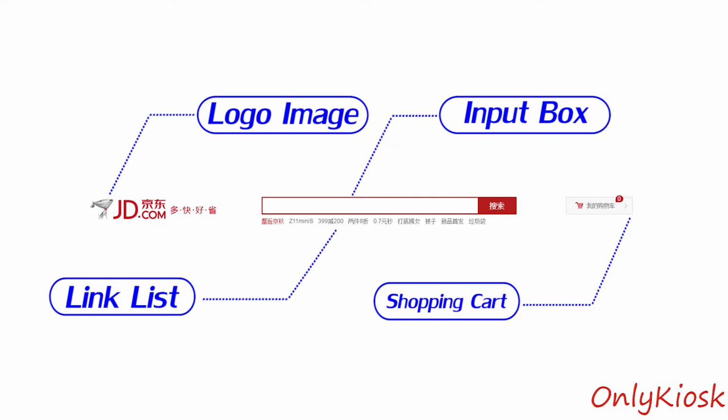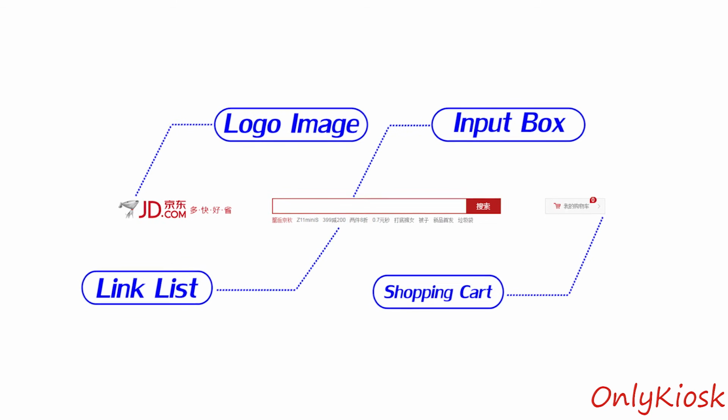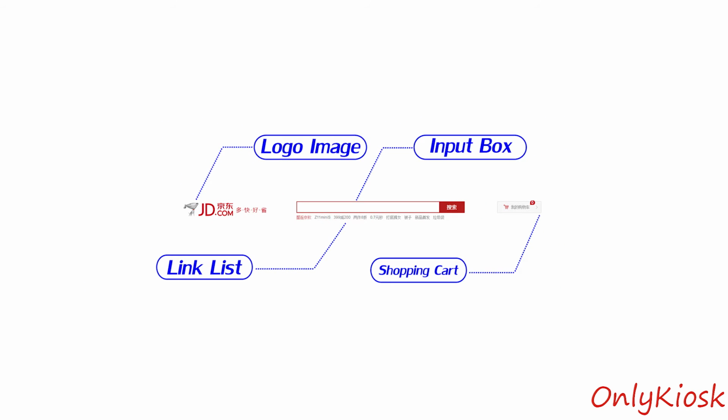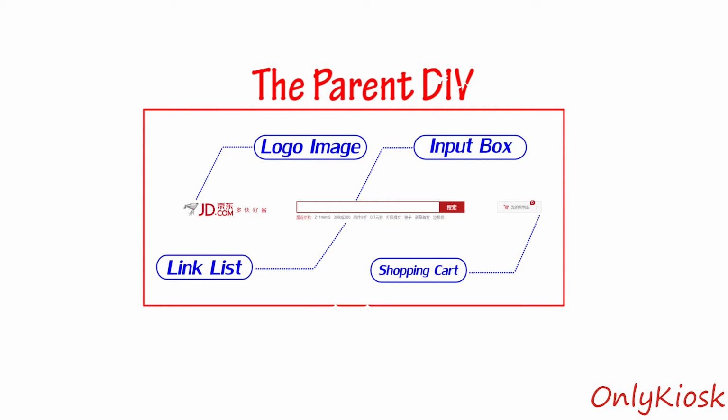Have you any idea how to achieve this design? Most importantly, how do you achieve this design elegantly with concise and clear codes? This design includes 4 items: a logo image, an input box, a hyperlink list, and a shopping cart button. But there's actually an invisible 5th item. Have you any idea what it is? Yes, it's the parent DIV wrapping those 4 items.